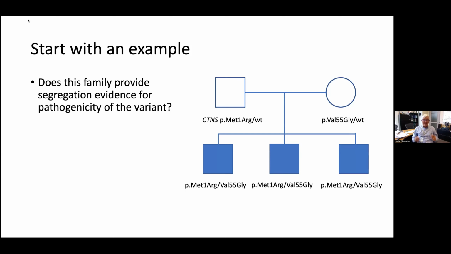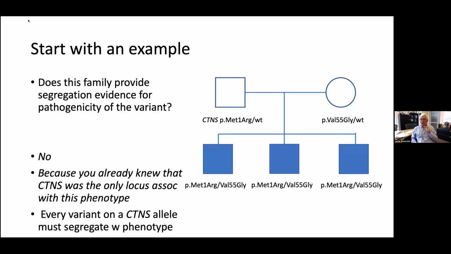And so the question is, does this family provide segregation evidence for the pathogenicity of this variant? Does anyone want to suggest that it does? Should you use that evidence to classify this variant? The answer is no. And the reason that it is no is counterintuitive, but as soon as you think about it this way, you'll say, of course, that's true. The reason is because you already knew that CTNS is the only locus associated with that phenotype. So if the patient has that phenotype, every variant on a CTNS allele in a family like this must perfectly segregate with the phenotype by definition.